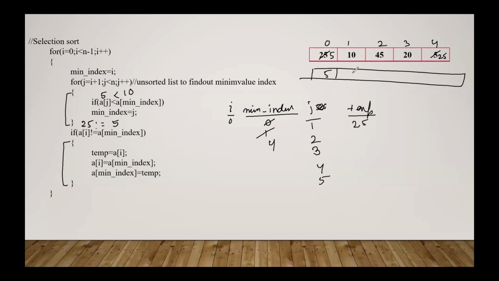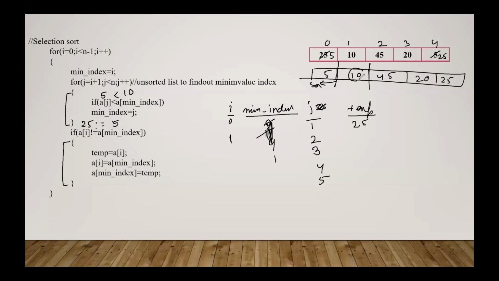We got the values: 5, 10, 45, 20, 25. So what happened? This is sorted data. Now it will go to the ending curly bracket, then go to the starting curly bracket. Then it is 1, which means the second iteration. The i value is 1. So what happened? Whenever the i value is 1, which index does it mean? The i value, that is the first one.